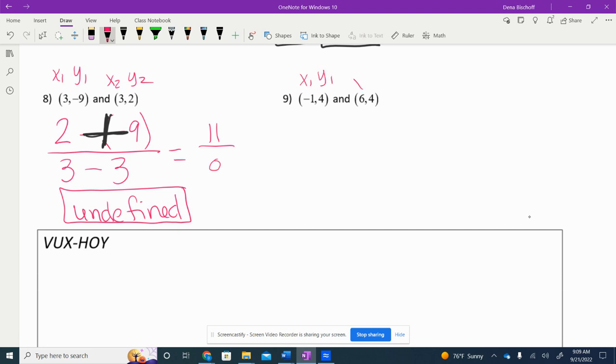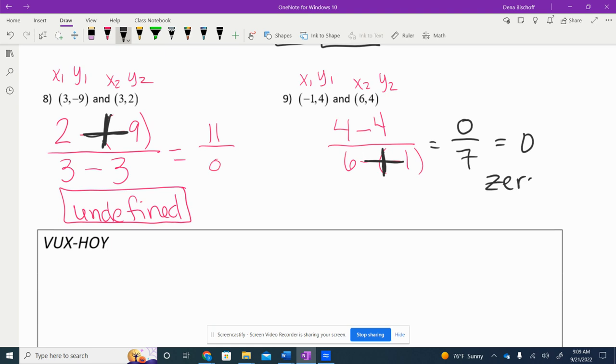X1, Y1, X2, Y2. Let's see. Y2, 4 minus Y1, 4 over X2, 6 minus a negative 1. Again, I'm going to turn my minus and negative into a great big plus. And 4 minus 4 is 0. And 6 plus 1 is 7. Someone take their calculator out and tell me what 0 divided by 7 is. 0. So this has a slope of 0.